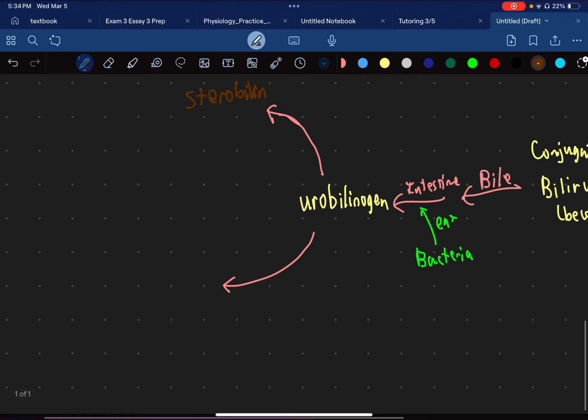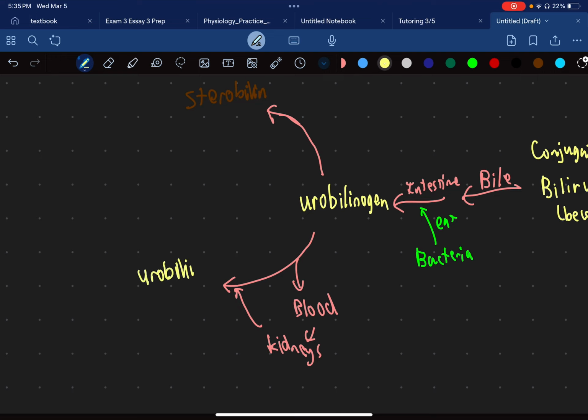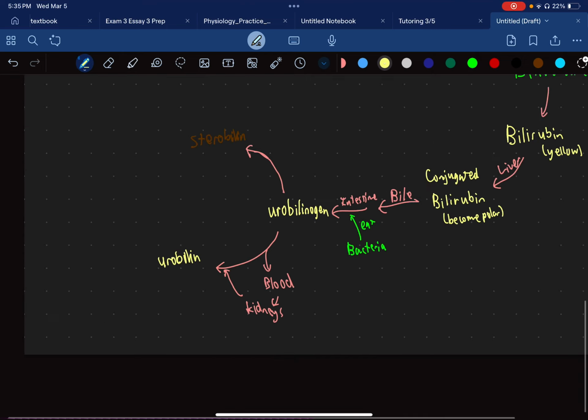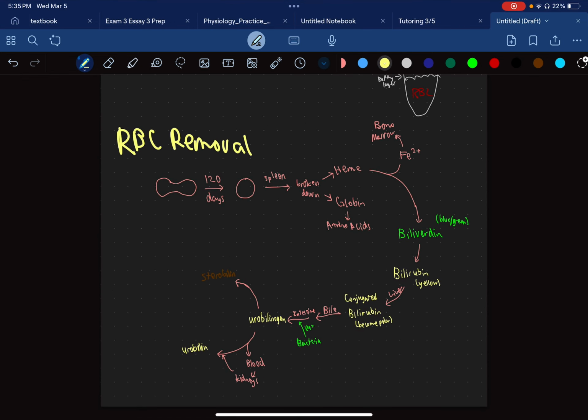But the urobilinogen can also be retaken up by the blood. So it goes into the blood, goes to the kidneys, and then it'll be peed out and turned into urobilin, which is what makes your pee look yellow. So that's how our red blood cells are removed after they die.